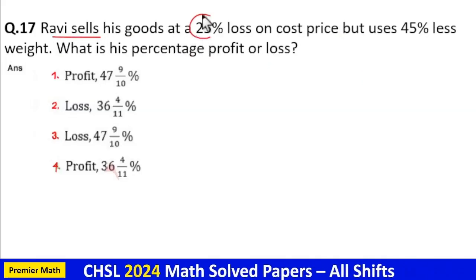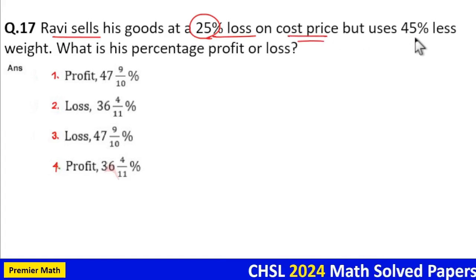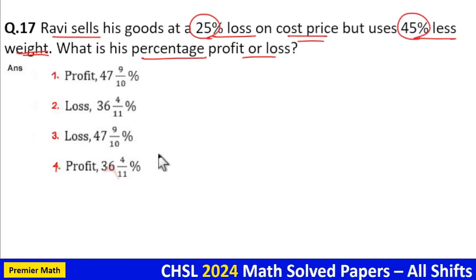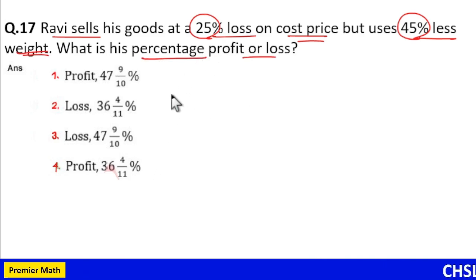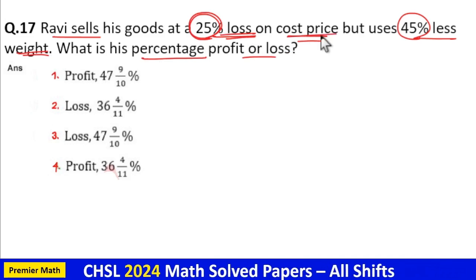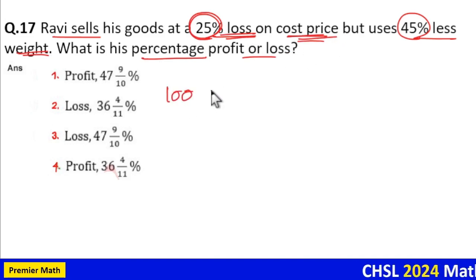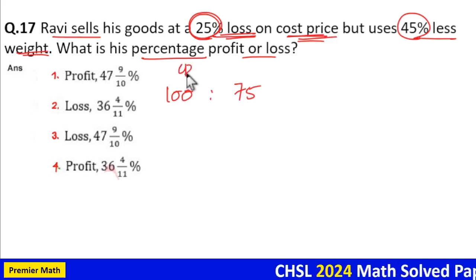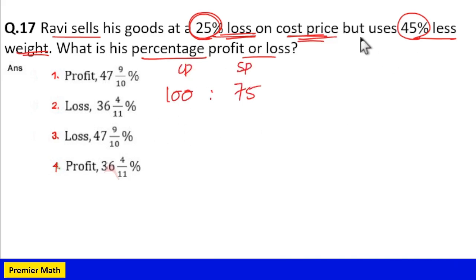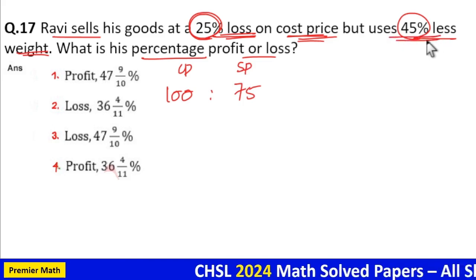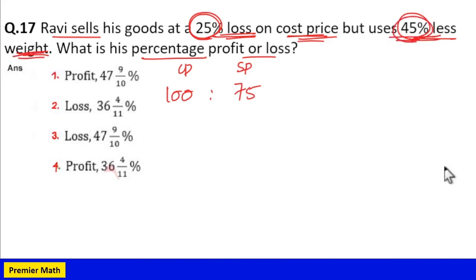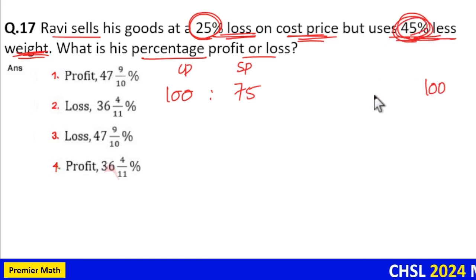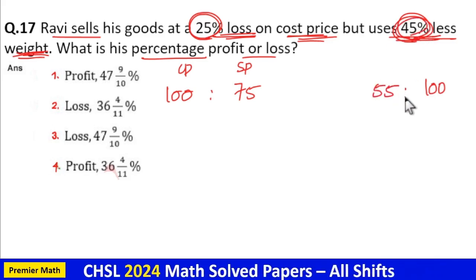Ravi sells his goods at 25% loss on cost price but uses 45% less weight. What is his percentage profit or loss? Take the cost price and sell price ratio. 25% loss on cost price means if 100 rupees is the cost price, 100 minus 25, 75 rupees is the sell price. Now, to gain profit, he uses 45% less weight, which means when the customer asks for 100 kg, he gives 45% less weight. That is, he only gives 55 kilograms.